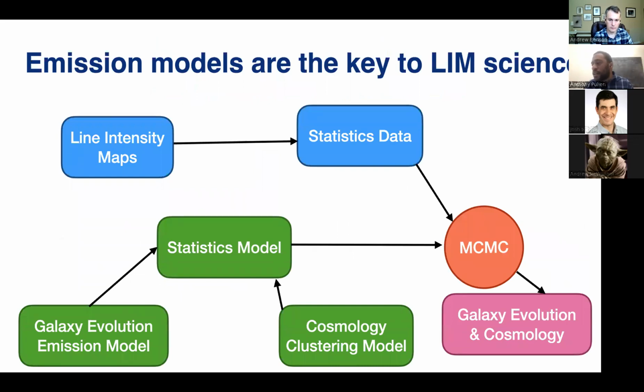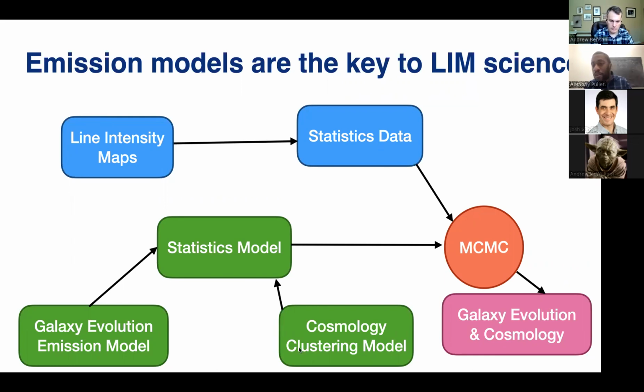So all that's to say is that as we develop the machinery around this, we want to be able to use line intensity mapping in order to learn about both the cosmology as well as how galaxies form and how they evolve over time. In order to do this, you have to think about the inputs, the models, and the outputs. We start off with line intensity maps. We use those line intensity maps to develop statistics.